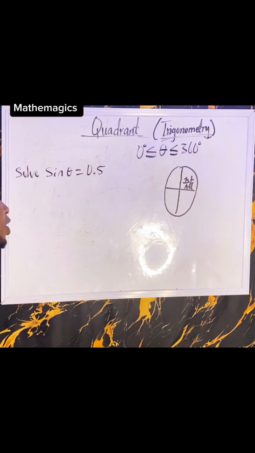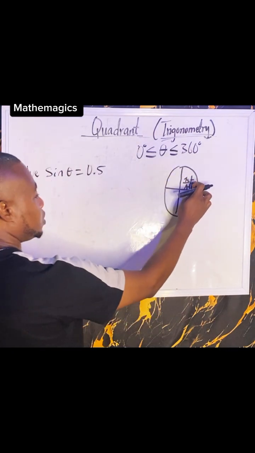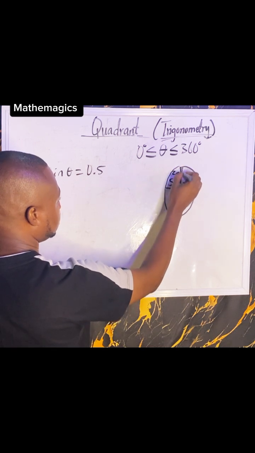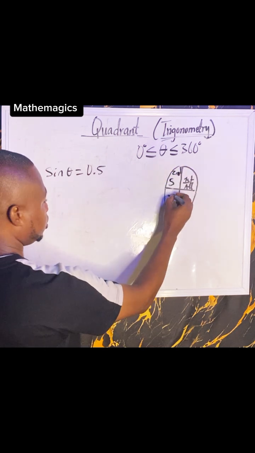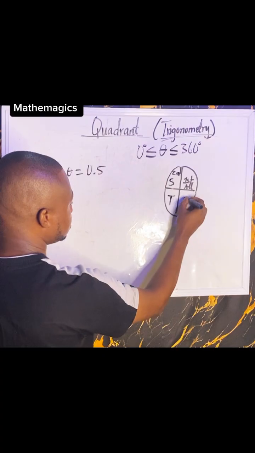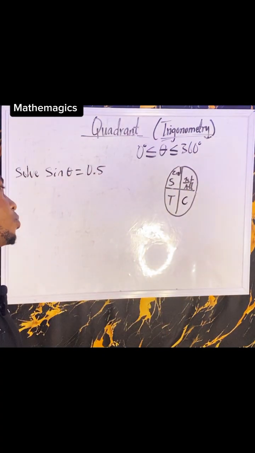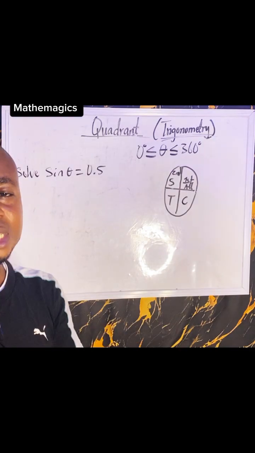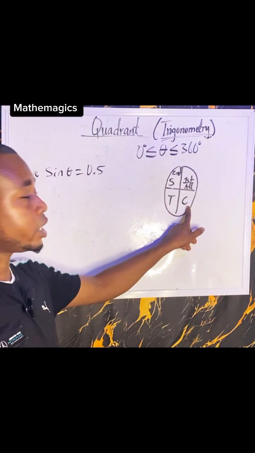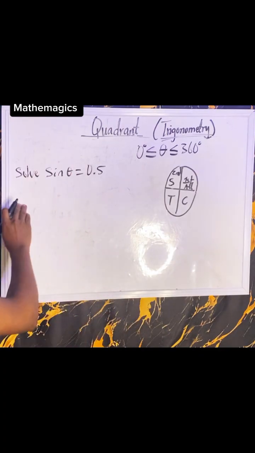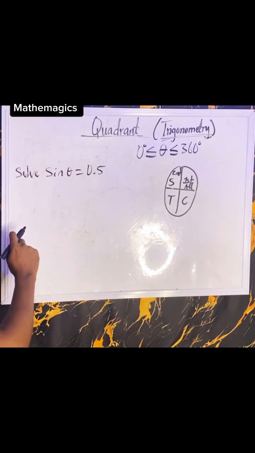the next value of this theta, because sine is positive in the first quadrant, sine is also positive in the second quadrant. That is what that S denotes. Then here is T, and here is C, where you say all students take calculus. Funny enough, you also hear some students say all science teachers are crazy, but I won't encourage you to say that.